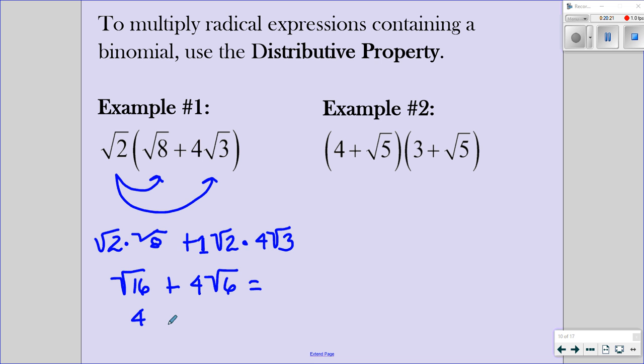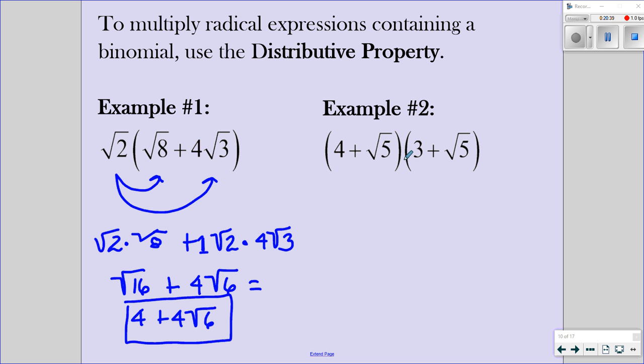And then you could just bring that down, because 6, if you break it down, it'll be 6, 2, and 3. They're prime numbers. You can't really break it down further, so leave it as 6. So this would be your answer. You cannot combine that because they're not like terms. So leave it like this.